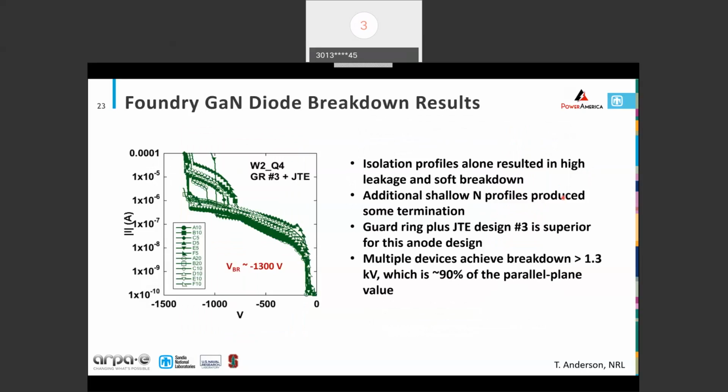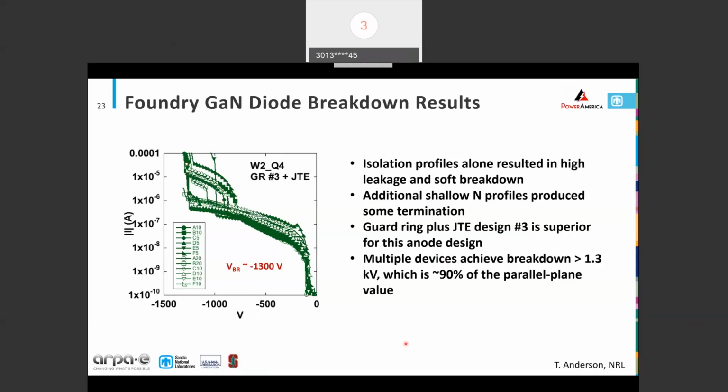In terms of the reverse bias, here's an example, and this is one particular edge termination design: guard rings plus a JTE. You can see these reverse bias curves for different size devices, the A through F, in two sets. We see some devices in the 800 to 1000 volt range, but a fair number up around 1300 volts. And so that's meeting our goal for this particular set.